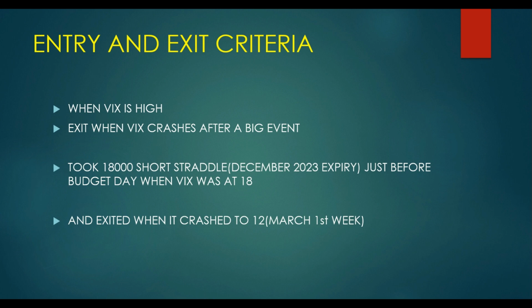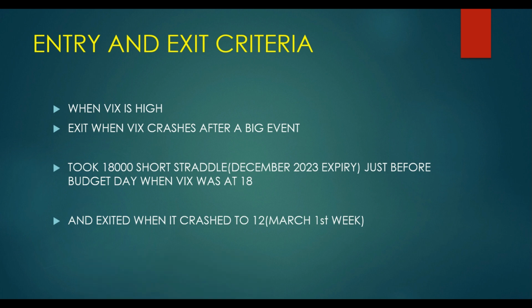For example, as you can see in the third point, I took an 18,000 short straddle, which expires on December 28, 2023. I entered just before budget day when the VIX was at 18 and exited when it crashed to 12. There was almost a 30 to 35% crash in VIX in the first week of March itself. I entered on Feb 1 and exited around March 3, so I carried this trade for almost 30 days. Fortunately the VIX crashed almost 30 to 35% and I made somewhere around 17% returns.